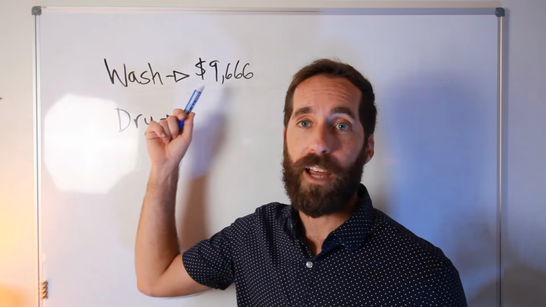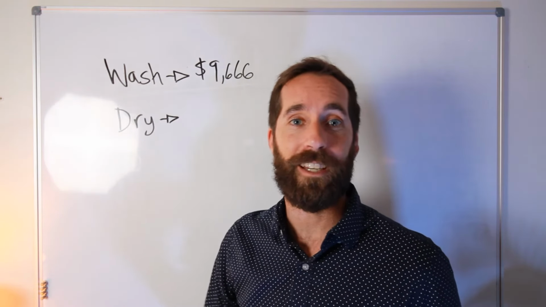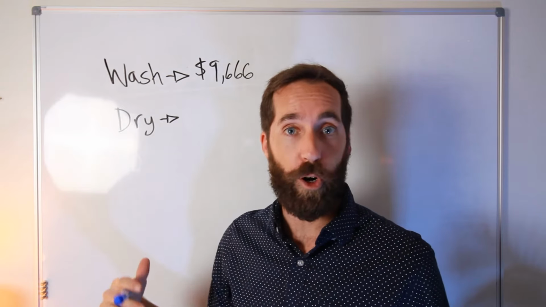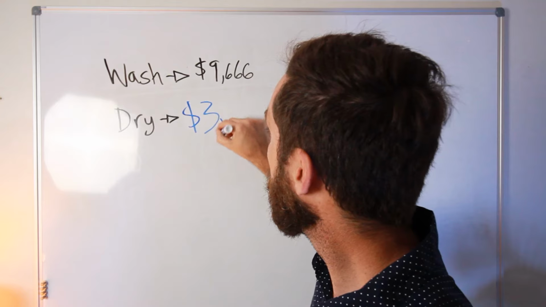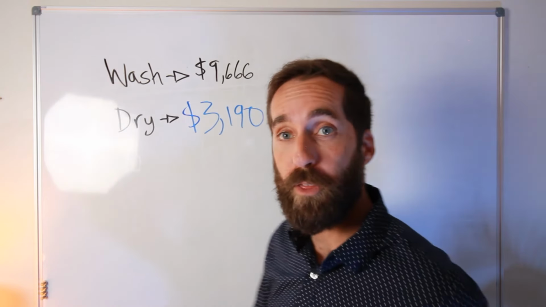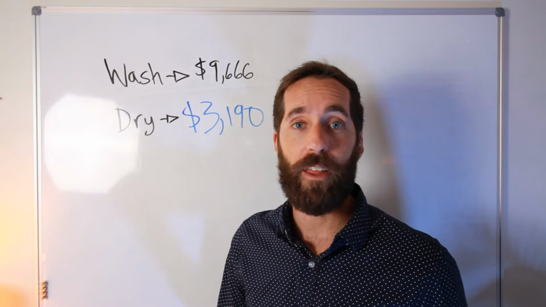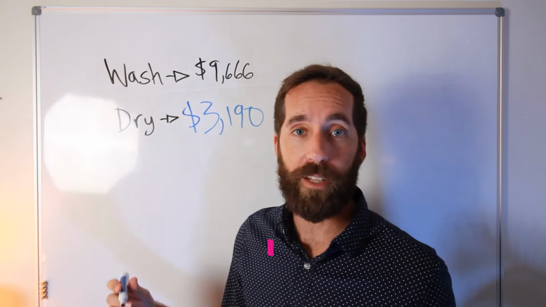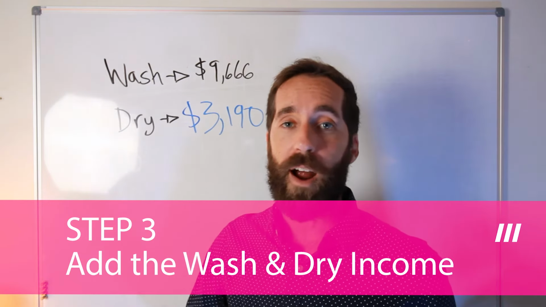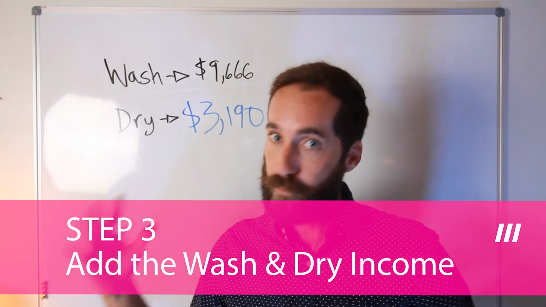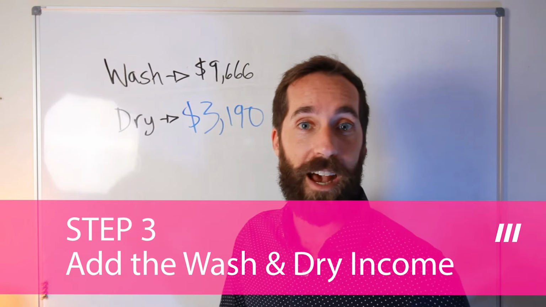So what I'll do is I'll multiply this $9,666 times 0.33, or a third of that, and I'll get $3,190. Okay, so that is the estimated dryer income. And then all that's left to do is to add these two together for step number 3 to determine the approximate income of any laundromat, specifically in this scenario, the Soapy Senorita, for the self-serve side of the business.